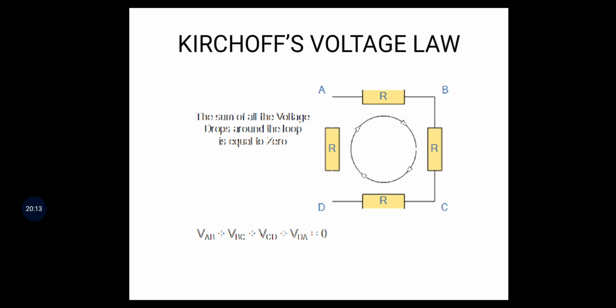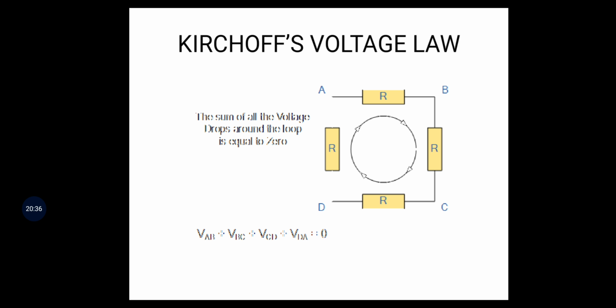This is one example of Kirchhoff's voltage law. Here ABCD is a loop. In this loop, the loop is a closed path. So the sum of the voltages around a closed loop is equal to 0.